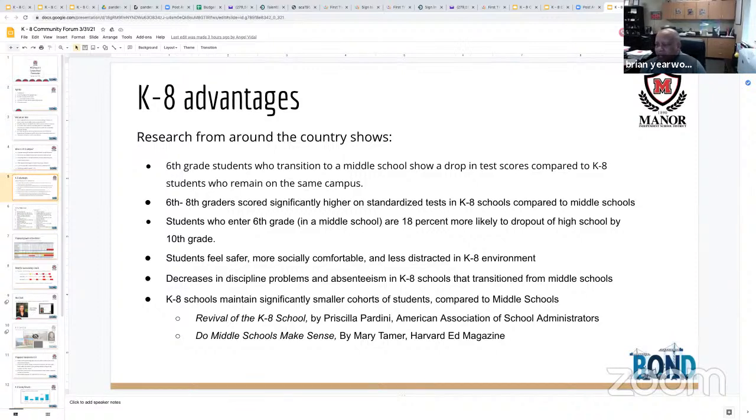Notice that in K-8, schools maintain what we call smaller cohorts. There's smaller numbers of students compared to middle schools, where you start seeing numbers that get into the 200 and 300s. And of course, the research is provided for you in the presentation.